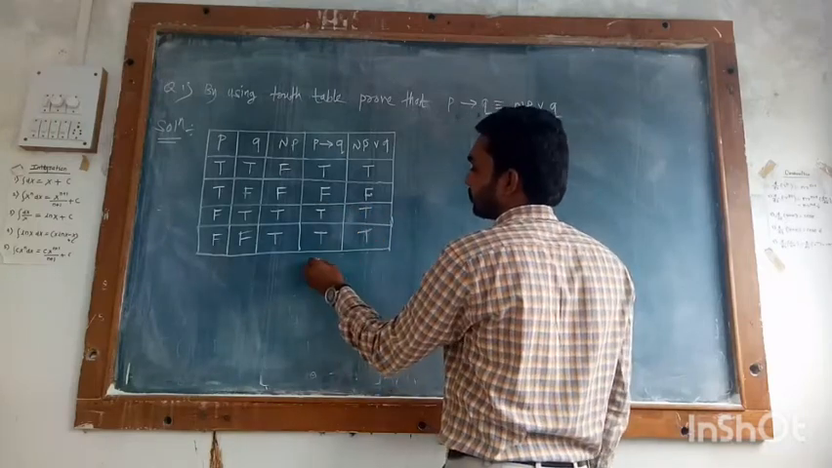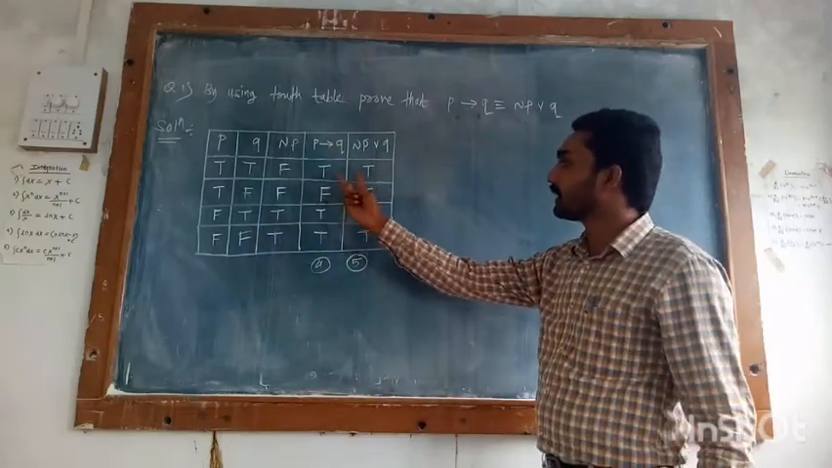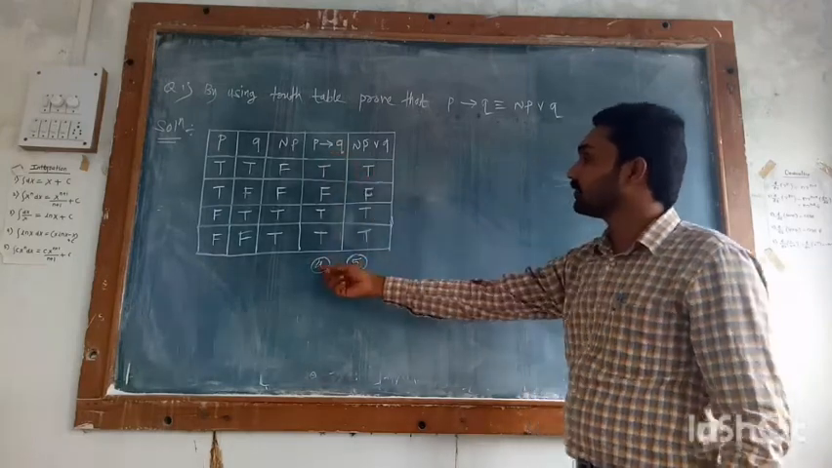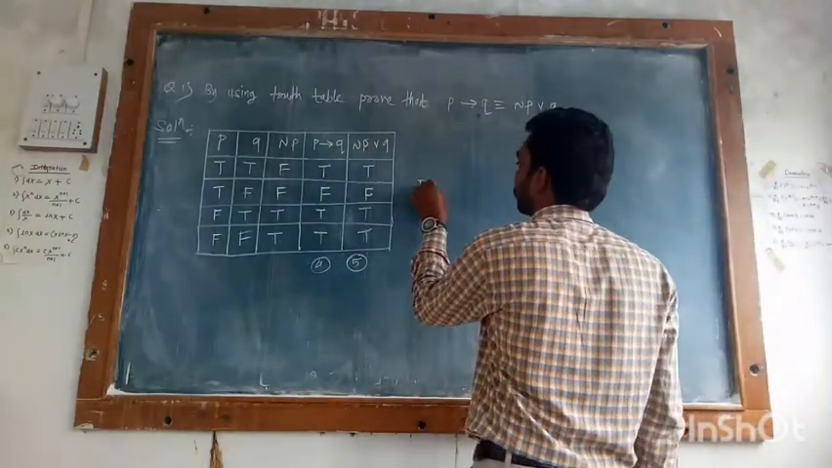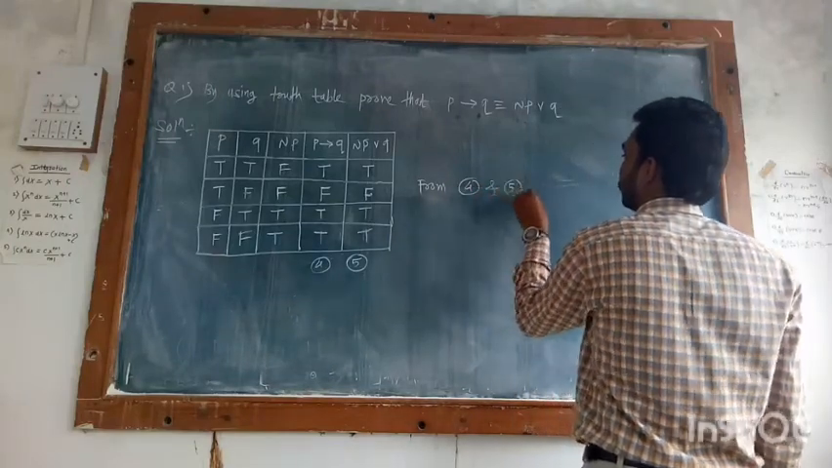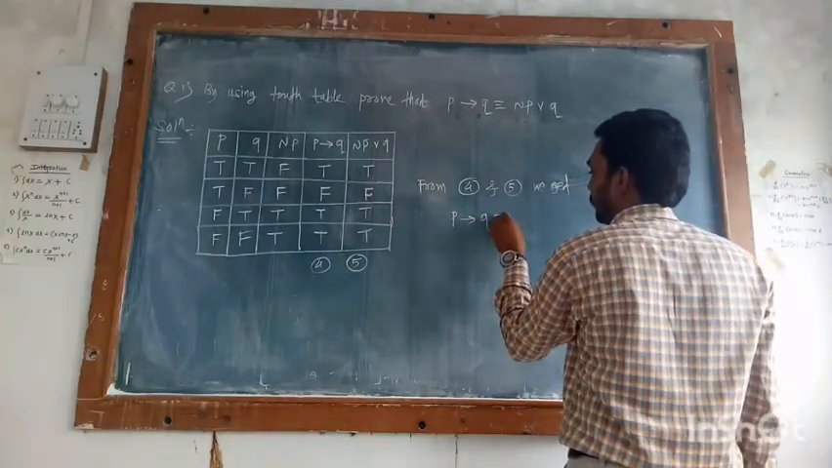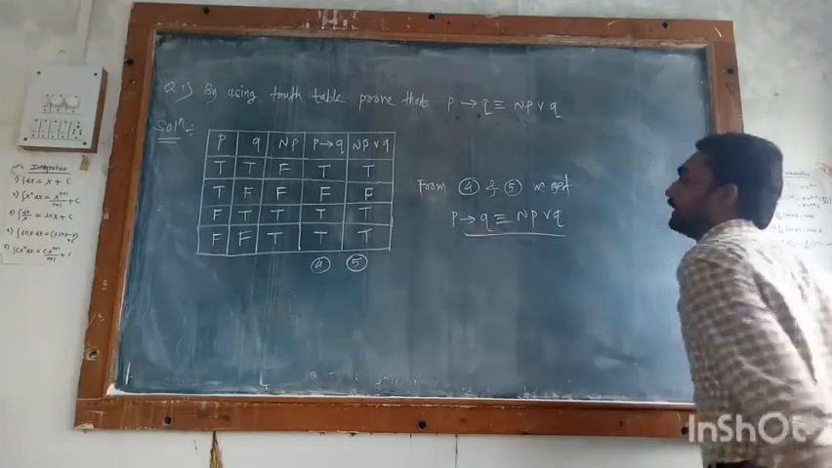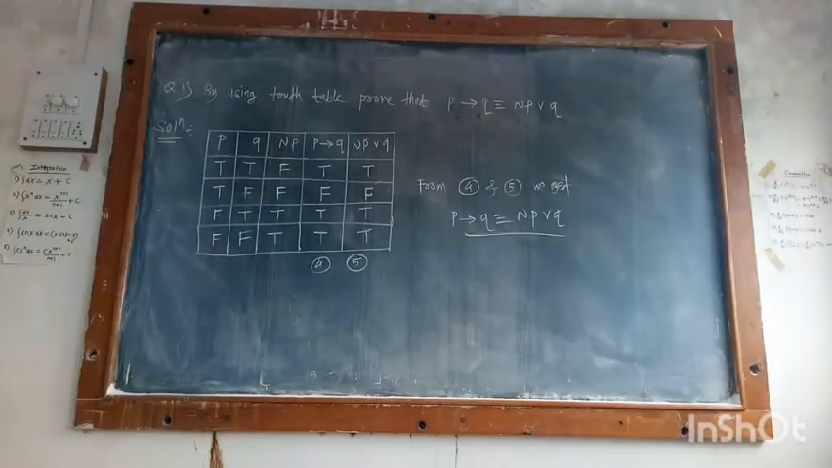So from the 4th column and the 5th column, the values are both T, both F, again both T, both T. Therefore, from the 4th and 5th columns, we get that P implies Q is logically equivalent to negation P or Q. Okay, hence proved. This is a very easy example. So let us take the second example.